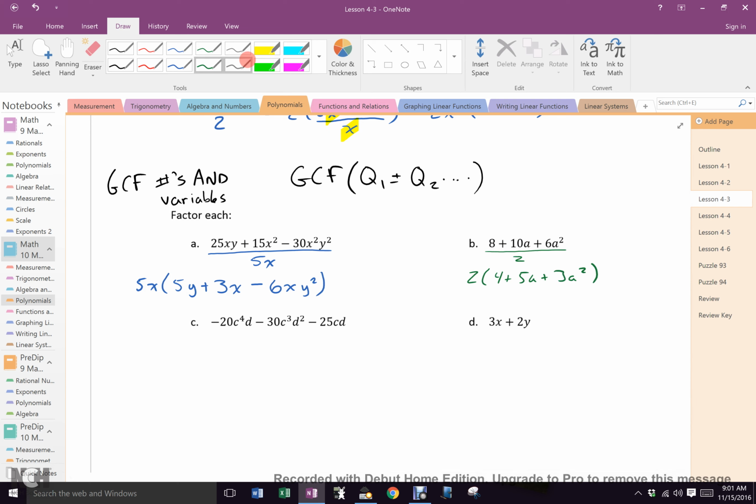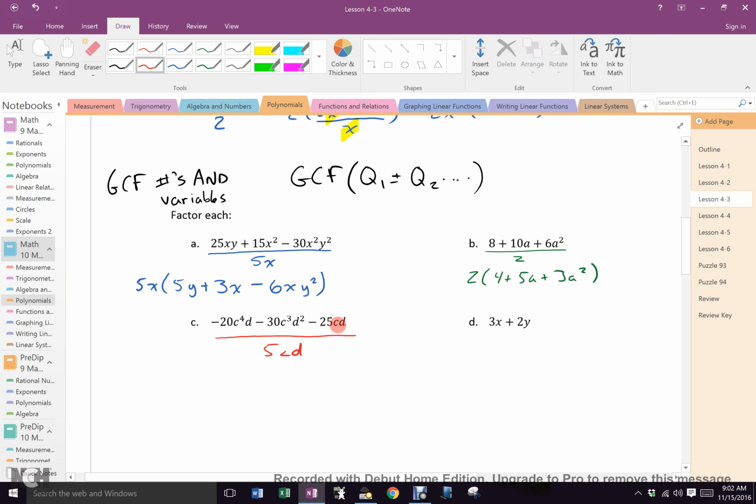C is difficult. C is very tricky. I'm giving you a warning that C is going to trick some of you. What do you want to take out of that? You want to take out 5C and D. Everybody cool? Everyone's okay with that, right? Now, this is something that's a little bit weird because we call this kind of factoring what? What are we calling all this factoring that we're doing? GCF, right? Greatest common factor, yeah?